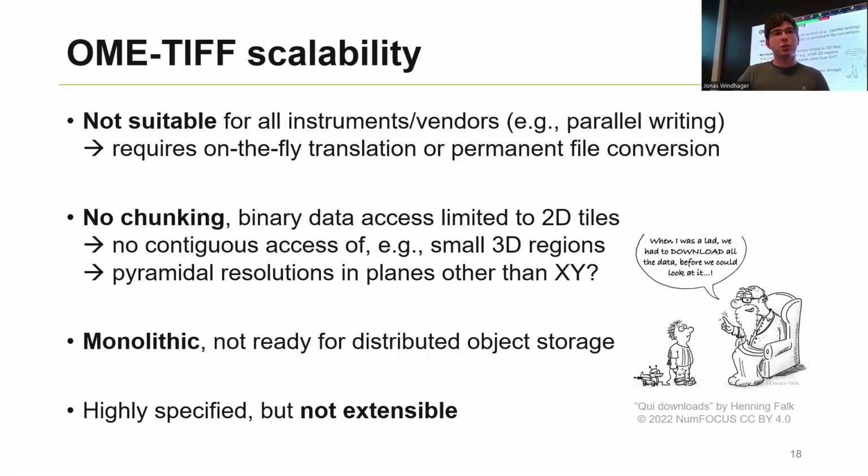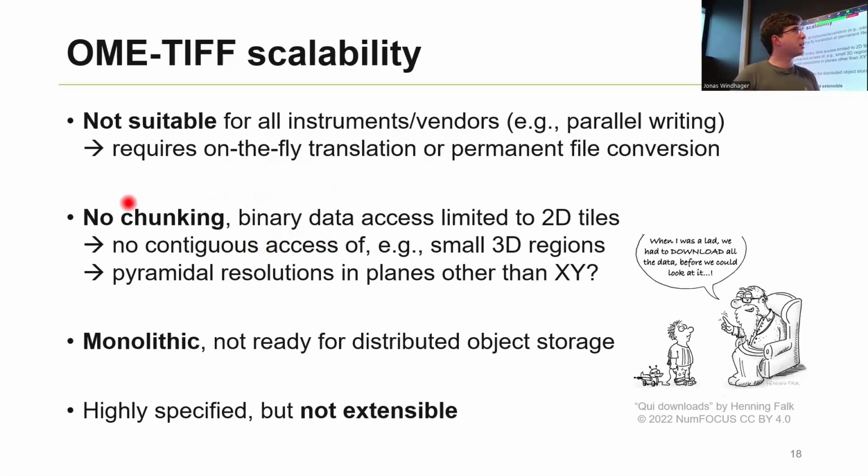The big issue with OME-TIFF is scalability. So when you have really large data. And this is sort of the motivation for what comes over the next slides. But OME-TIFF is, first of all, not really suitable for all instruments. It does not support parallel writing in different parts of the image, things like that. So it always requires some later conversion into TIFF or OME-TIFF. And that is obviously an overhead, especially for large data storage centers.